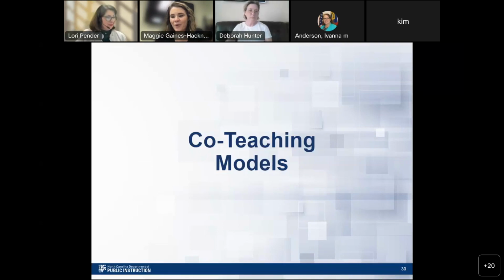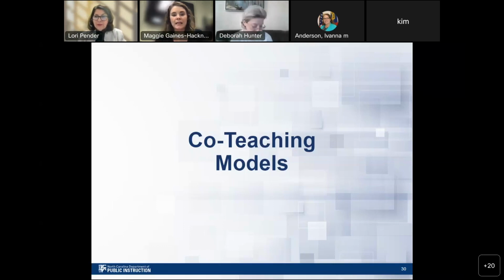We are going to jump in now to the different co-teaching models. Throughout the cycle of collaboration in the instructional part, the four circles, we're going to start with co-teaching, which is obviously the brunt of everything. We're going to dive right into the co-teaching models. This might be a place where you want to take some notes for sure.